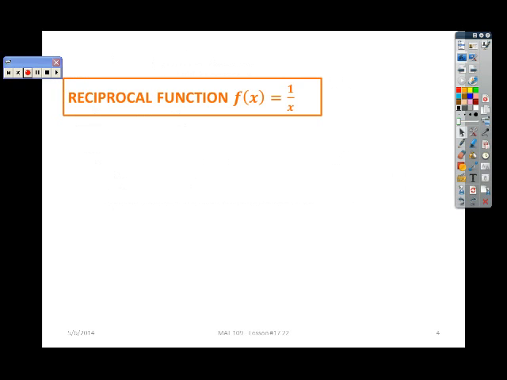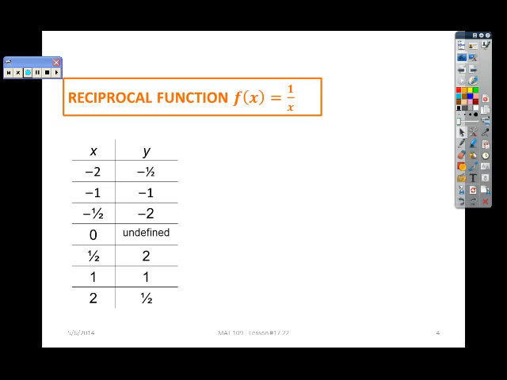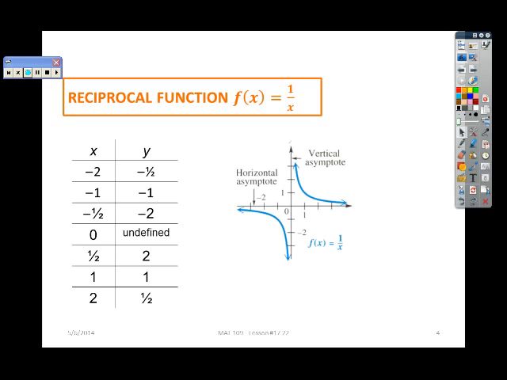Simplest type of rational function is the function 1 over x. If it does not have the variable in the denominator, then you don't have to worry about rational functions. It's just a normal function. But if it has a variable in the denominator, and this is the simplest one you could have, 1 over x, then it's really a rational function. If you plot that, it's going to look like this. We cannot allow x to be 0, because that's dividing by 0. That's undefined.